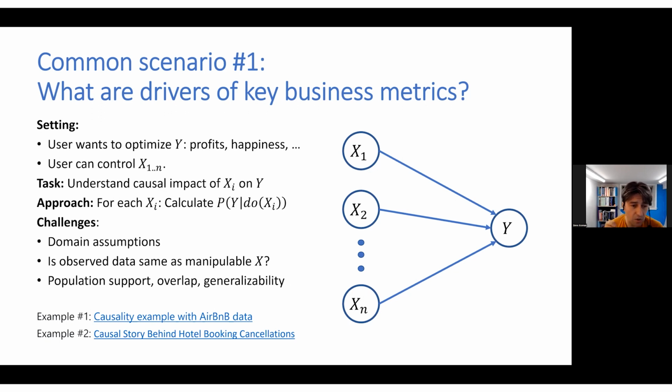so that they can go and explore the right knobs and prioritize the most promising knobs in their future experiments, in their brainstorming about how they might be able to affect these knobs the most efficiently or cost effectively. The challenges we see people have is, of course, understanding their domain assumptions. How do these knobs relate to each other? How is their effect on Y mediated in many cases? And also ensuring that the data that they're observing is the same as the manipulable knob they have as well.